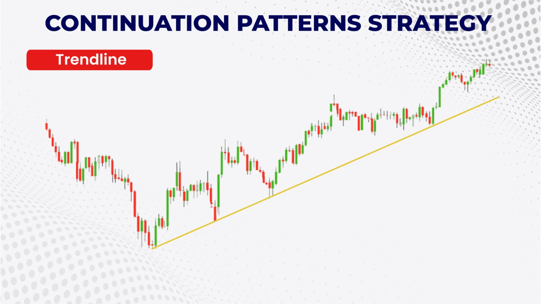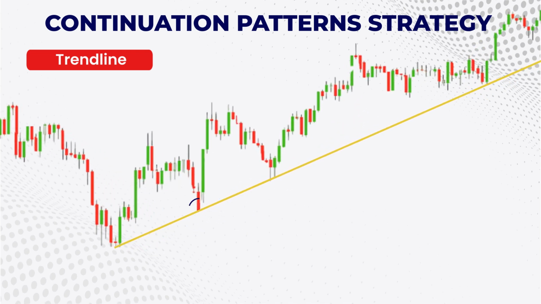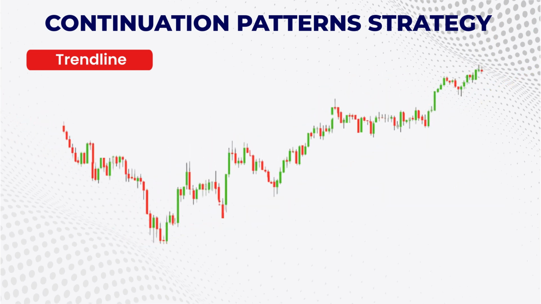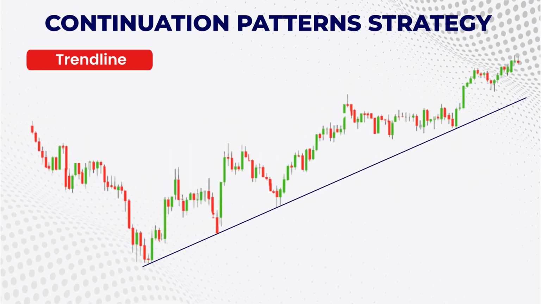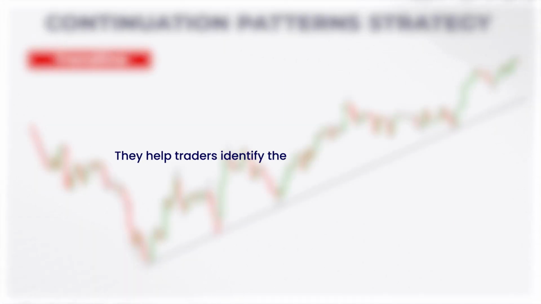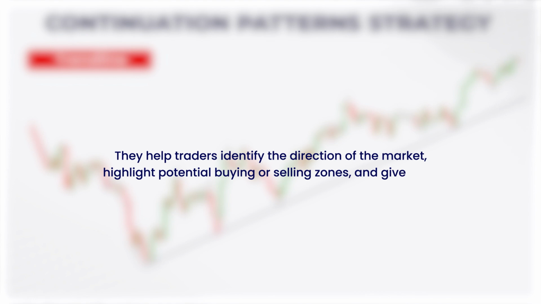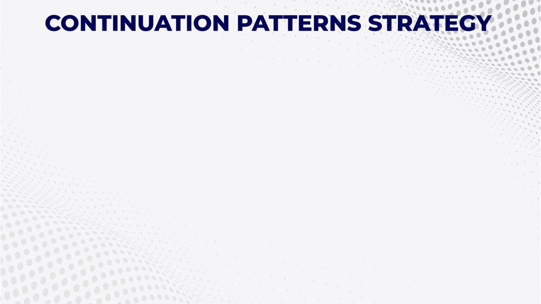As long as the price stays above the trend line, the overall movement remains bullish, meaning traders can look for entry opportunities whenever price comes back to touch the line. The trend line acts as a dynamic support level. In summary, trend lines are a simple but powerful trading tool. They help traders identify the direction of the market, highlight potential buying or selling zones, and give early warnings when a trend might be losing strength. Let's jump into the next setup.